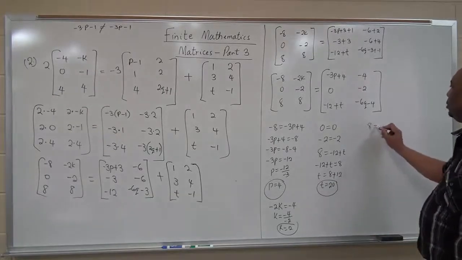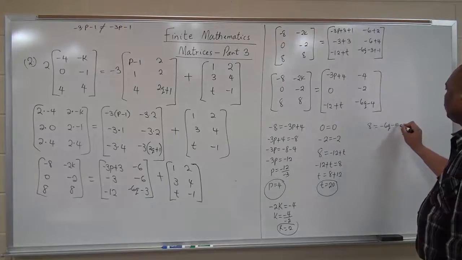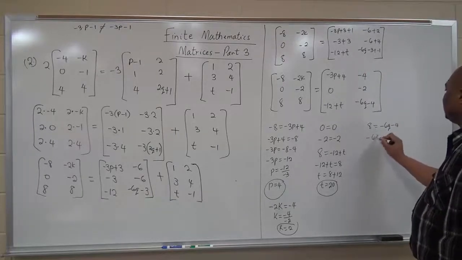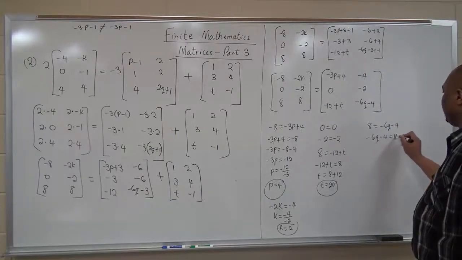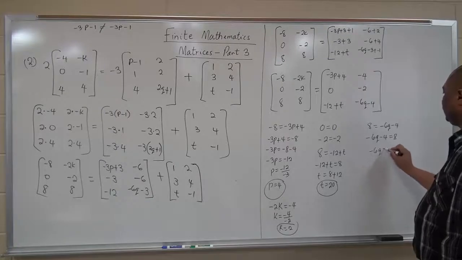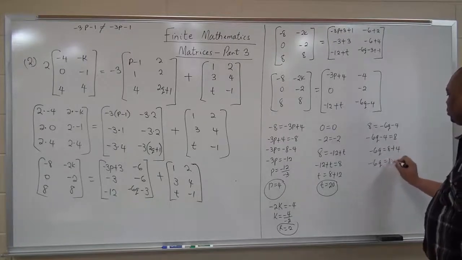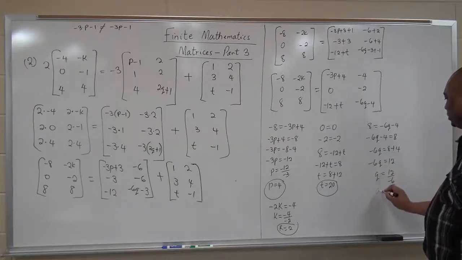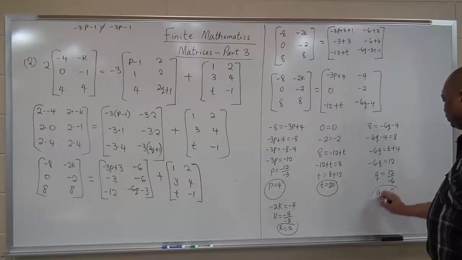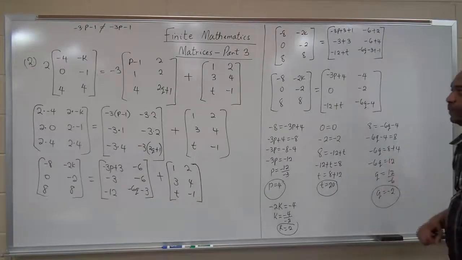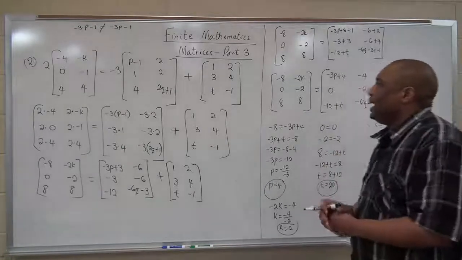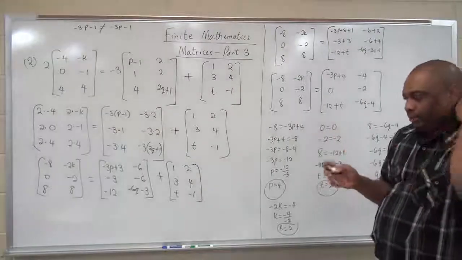Then 8 is equal to negative 6q minus 4. Negative 6q minus 4 is equal to 8. Negative 6q is equal to 8 plus 4. Negative 6q is equal to 12. Q will be 12 over negative 6. Q will be negative 2. That's it. And if you want to check this, you can check it.